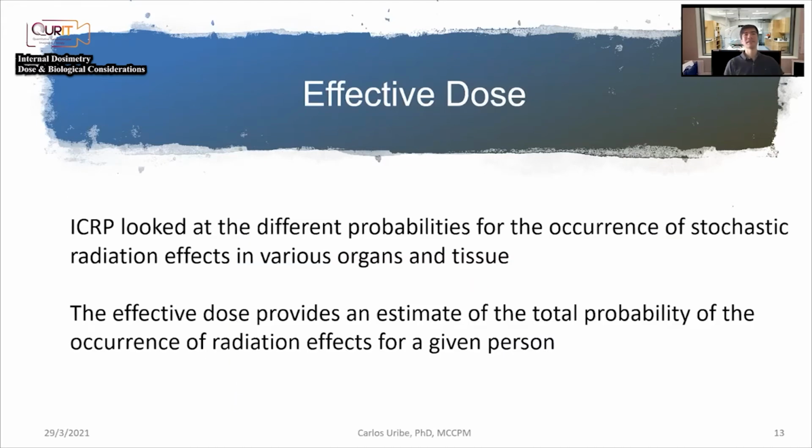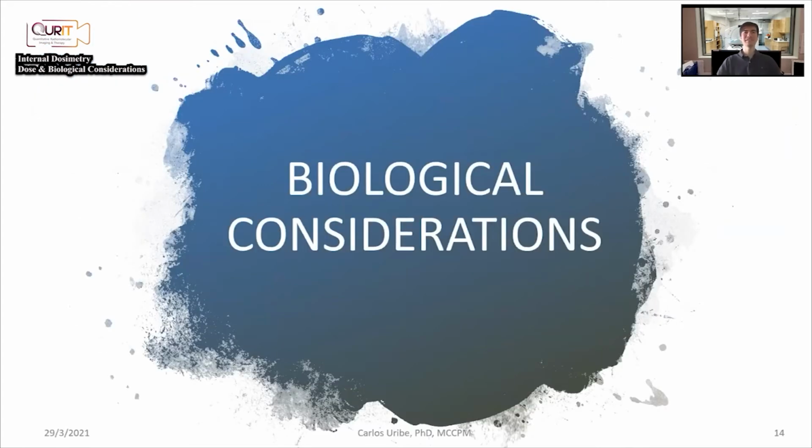Now, the ICRP looked at the different probabilities for the occurrence of the stochastic radiation effects in various organs and tissues, and that's how they've come to suggest those factors. Yeah, and it's basically giving you the probability of an occurrence of one of those radiation effects on a given person. Now let's look at some biological considerations.